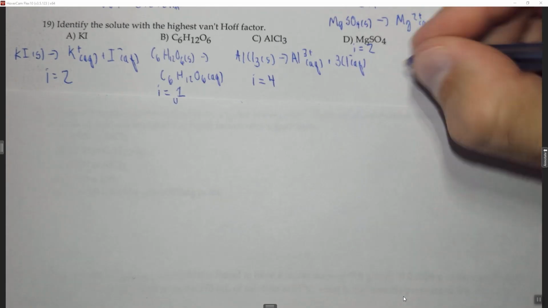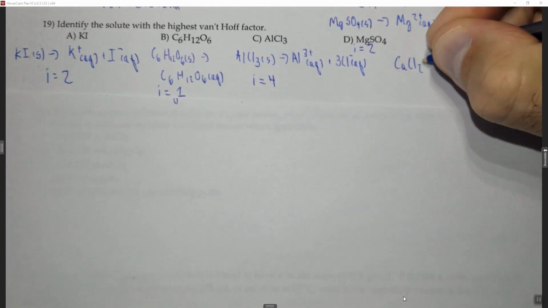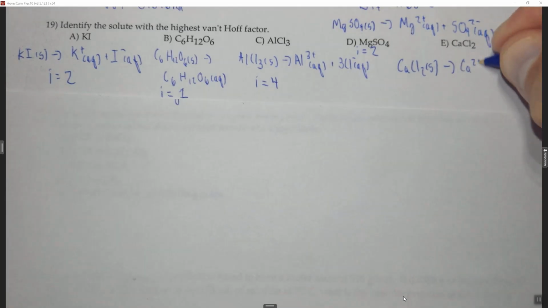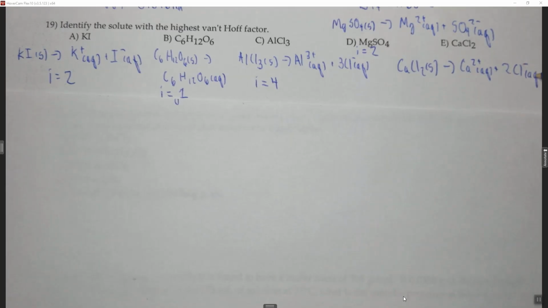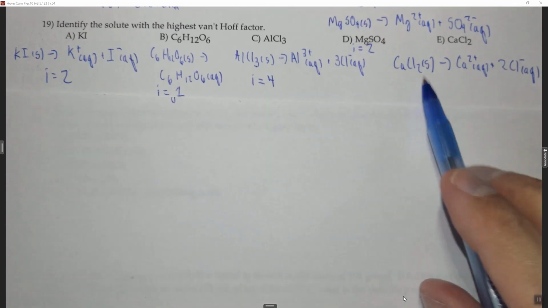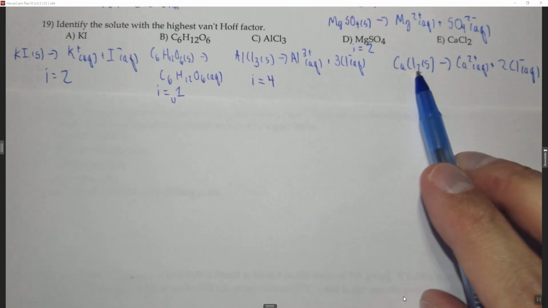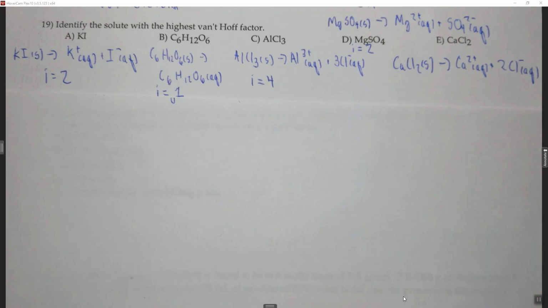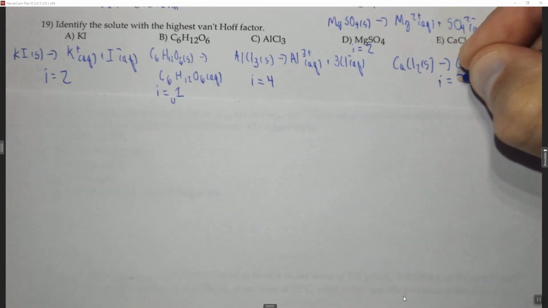Calcium chloride, so if we have CaCl2 solid, it breaks up into Ca2+, another 2A metal, just below magnesium, aqueous, plus 2Cl- aqueous. Again, just like the AlCl3, you have 2 Cl minuses because it's CaCl2, and you get a total of 1, 2, 3 things in solution, so I equals 3.